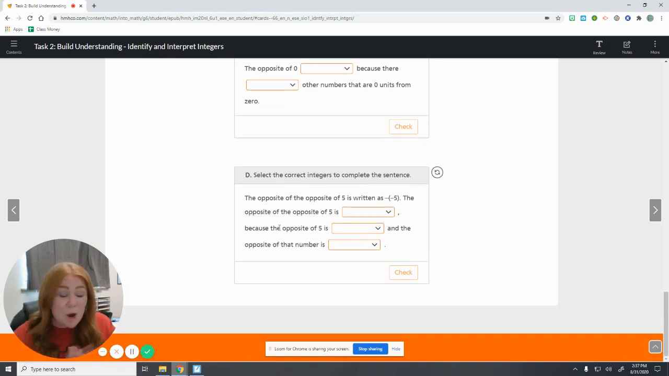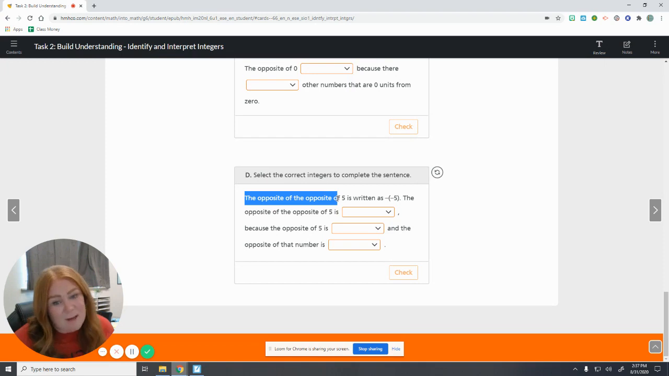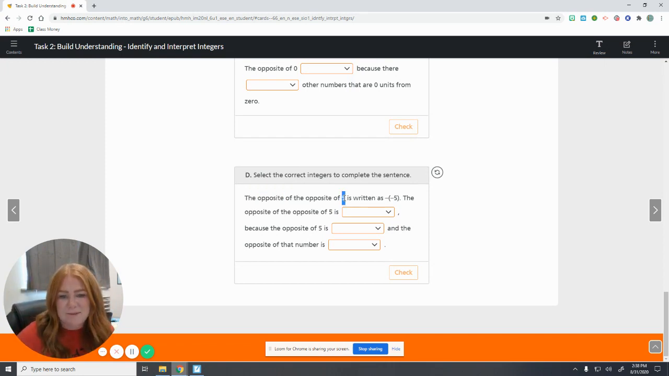Okay, D, this is the hardest problem we're going to do today, but I know that you can do it. So stay with me here and let's think about this. The opposite of the opposite. So we're going to find the opposite and then go back again and find the other opposite of 5. So let's think.